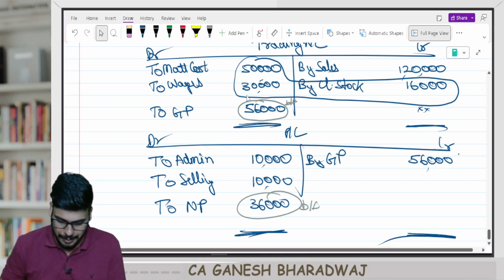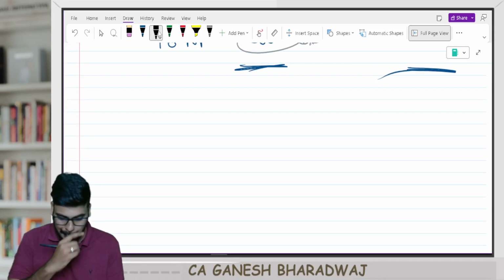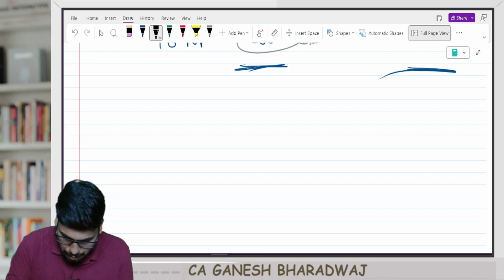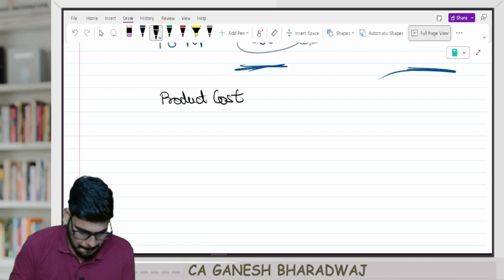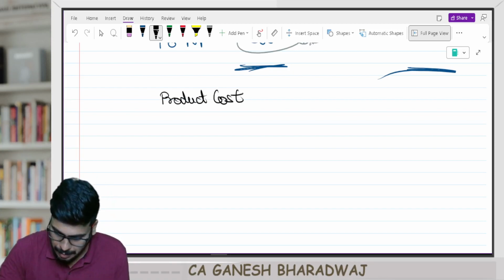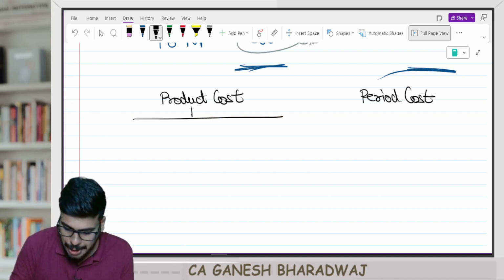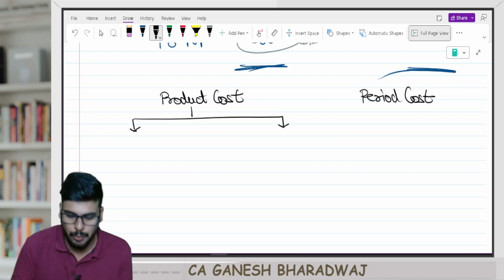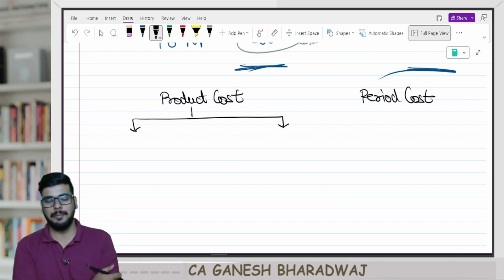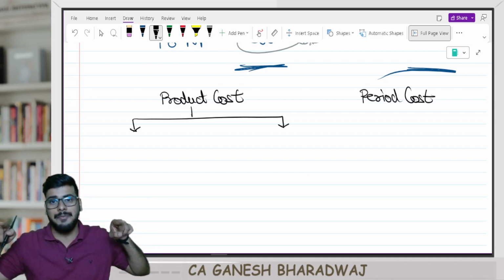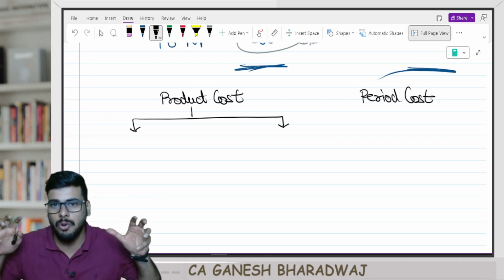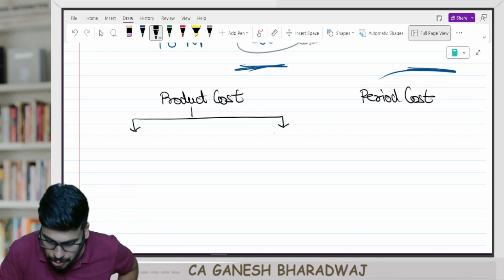So please take a black ink and write down product cost and period cost. Product cost, branch it into two. Basically, product cost is nothing but manufacturing cost, correct? So manufacturing costs are classified into two: cost of goods sold and closing stock. Write the cost of goods sold here.